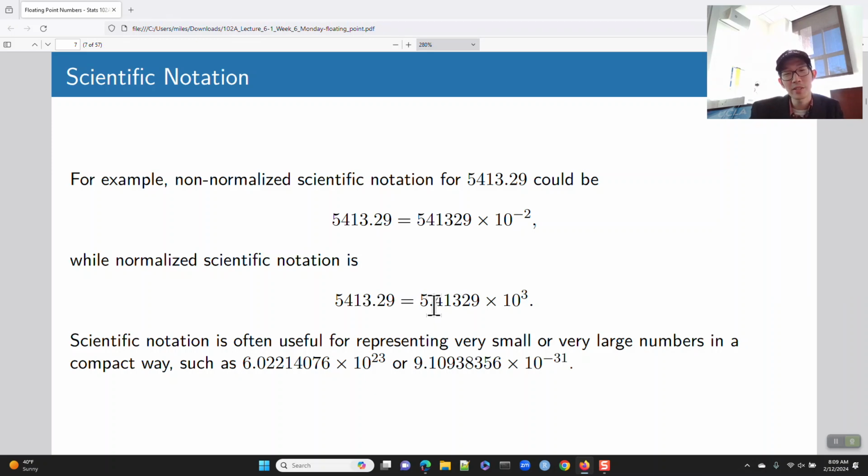Normalized scientific notation, which is what we're accustomed to, would have one digit in front of the decimal point, more digits, and then something like 10 to the third. This is very useful for representing extremely large or extremely small numbers. Like in chemistry, you have Avogadro's number, and things like the Planck constant in physics, these really big or really small numbers. And we can do that.